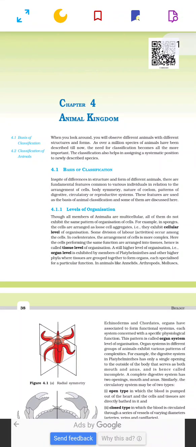NCERT 11th class, Chapter 4, Animal Kingdom audiobook. When you look around, you will observe different animals with different structures and forms.